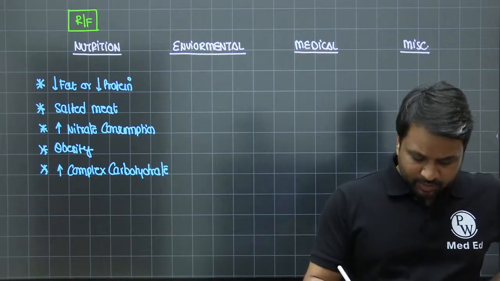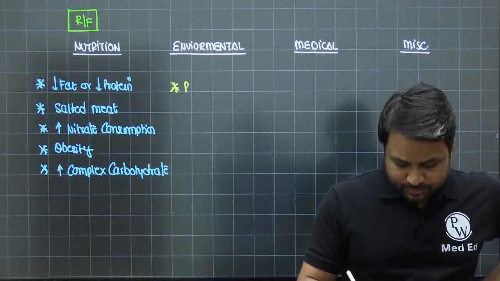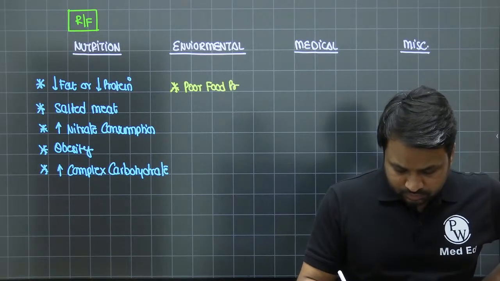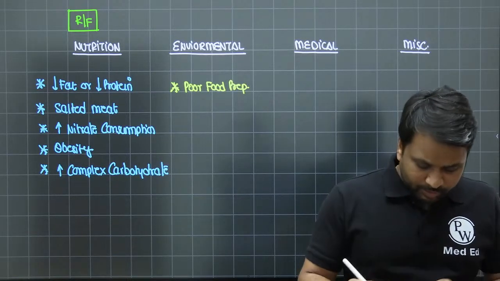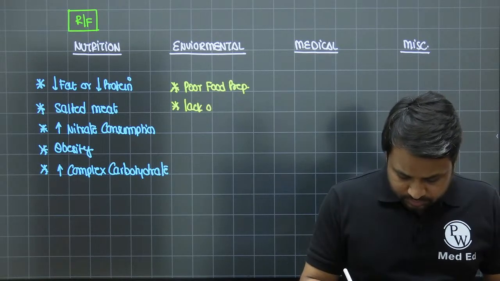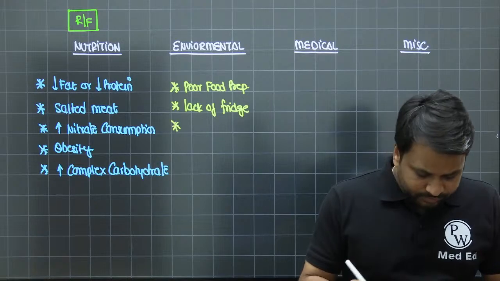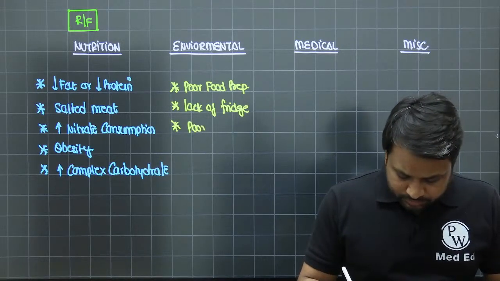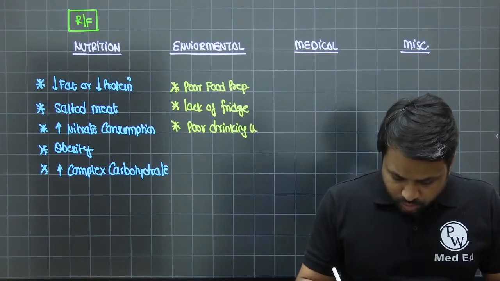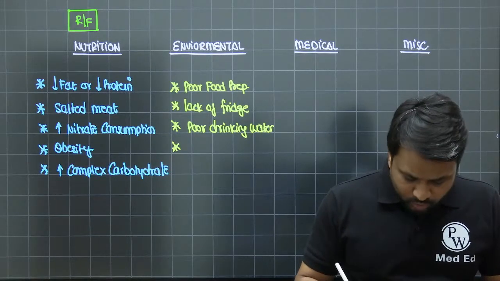Environmental risk factors. What are the environmental? Anything that causes increase in risk for H. pylori, that is poor food preparation, lack of a refrigerator, poor drinking water, along with that, smoking and alcohol.